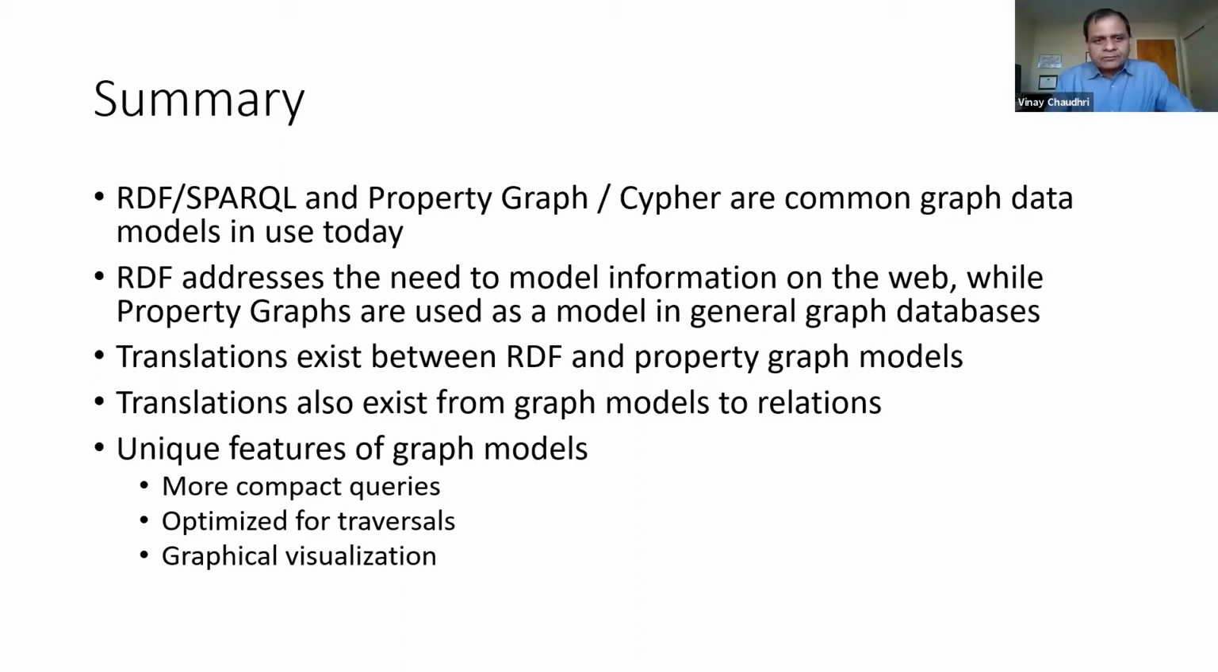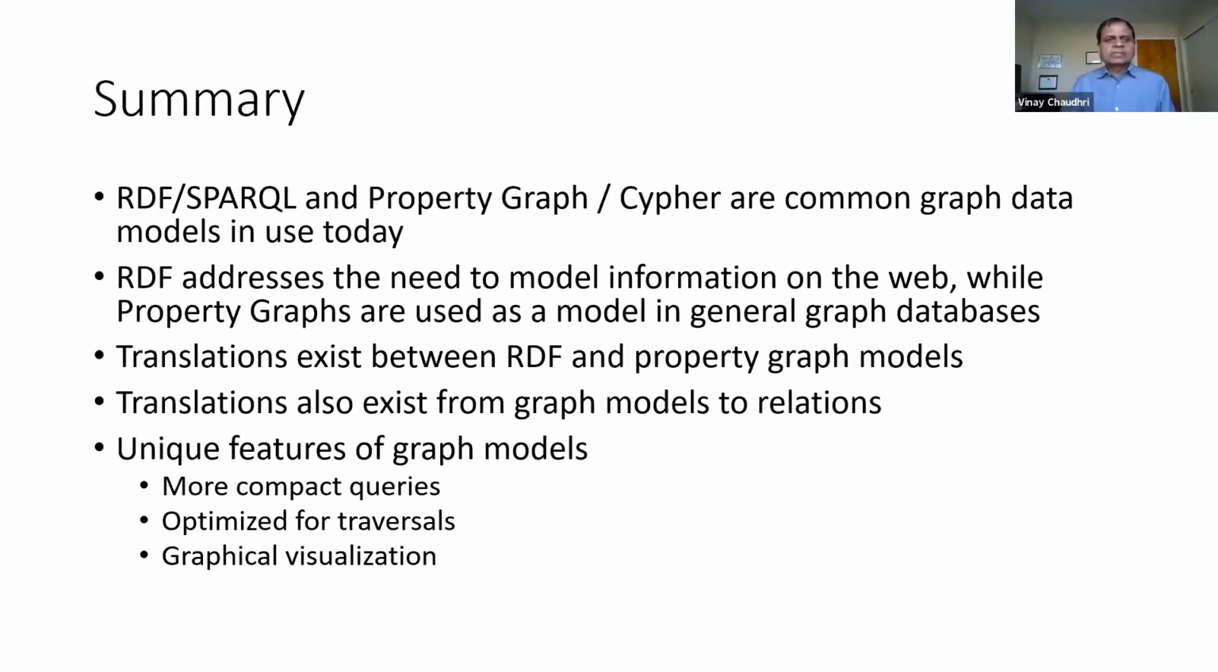Whereas the property graphs are used as a data model for general graph databases. There are small differences between the two. The translations exist between the two. If you have data in one, with some effort, you can convert it into the other. There are also translations from the graph data into relations. There is still an open question about, if you convert your graph data into relations, how well you can optimize it. I think that's a bit of a research question.